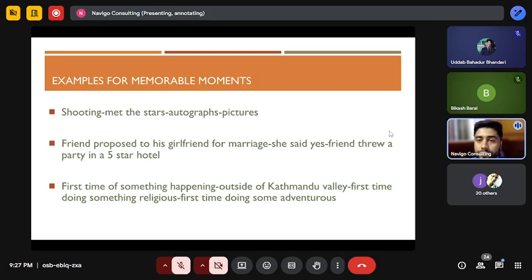Yes. So if you are describing something memorable, then it's best to start with, okay, it was the first time I experienced this, or it was the first time I went to Pokhara. It was the first time I went to a shooting. It was the first time my friend threw a party in a five-star hotel.